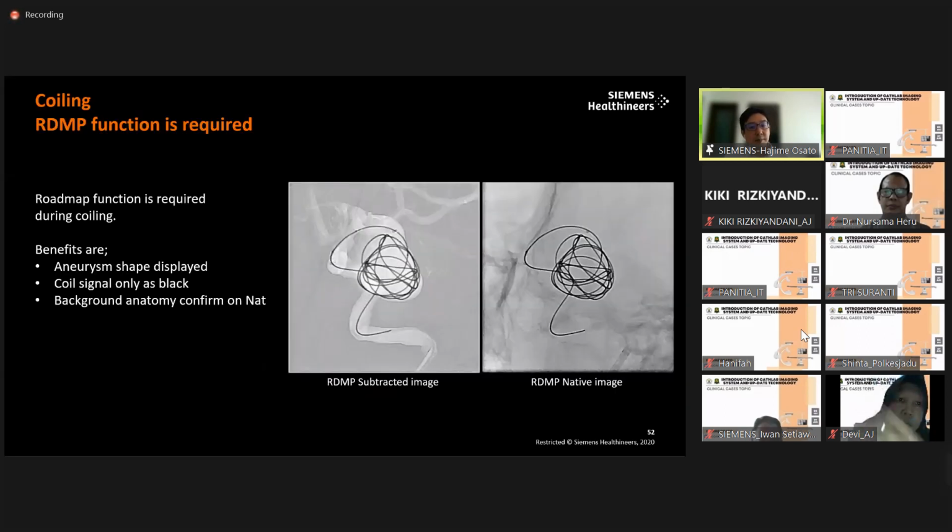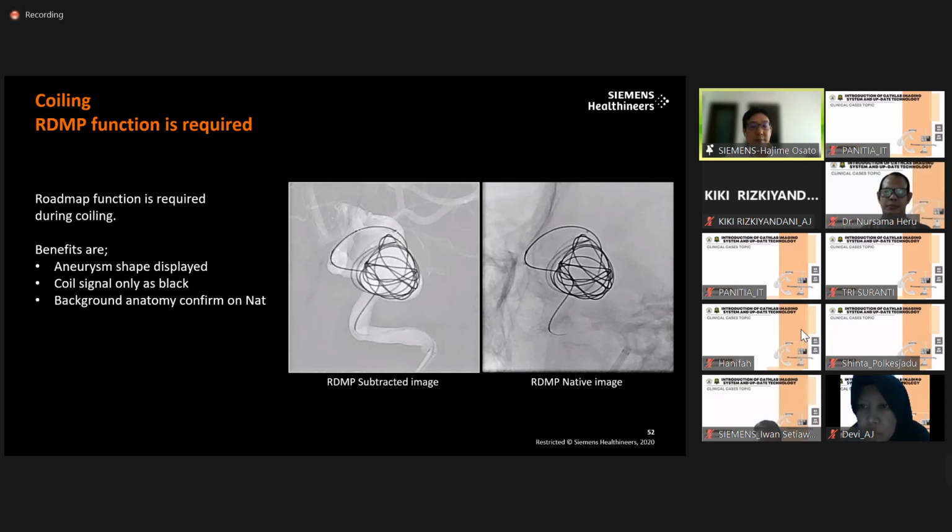Okay, go to the coiling. While in the coiling phase, the roadmap function is required. The benefits are here. We can see the aneurysm shape during the roadmap because we can see the vessel signal as a white signal. The background anatomy and the catheter position should be confirmed on the native image. In this case, the coil signal is only black on the subtracted image, so the doctor can confirm the coil shape and figure in the aneurysm.